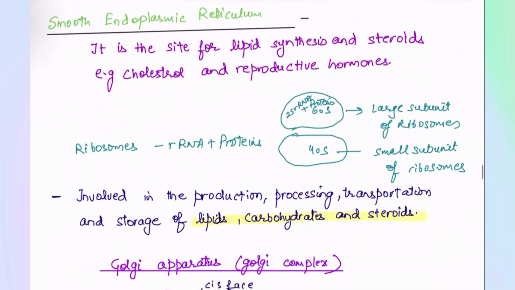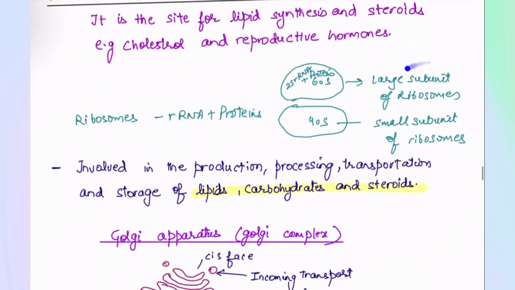Smooth endoplasmic reticulum is a site for lipid synthesis and steroids, for example cholesterol and reproductive hormones. Ribosomes are made up of rRNA present inside the nucleolus and proteins. This is the large subunit of ribosomes. It's involved in production, processing, transportation, and storage of lipids, carbohydrates, and steroids.